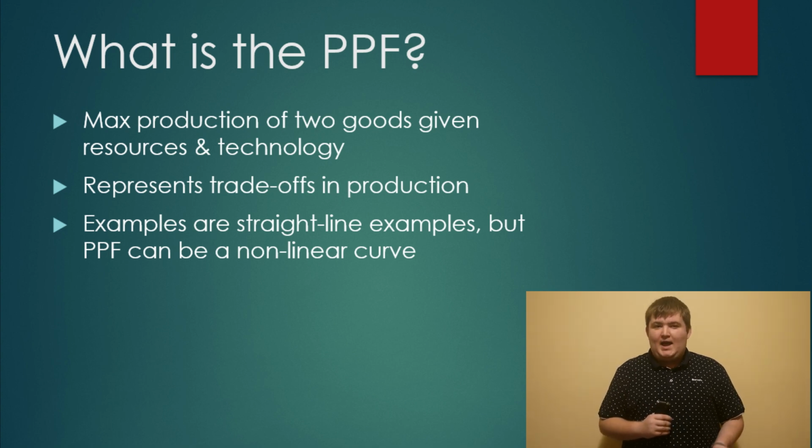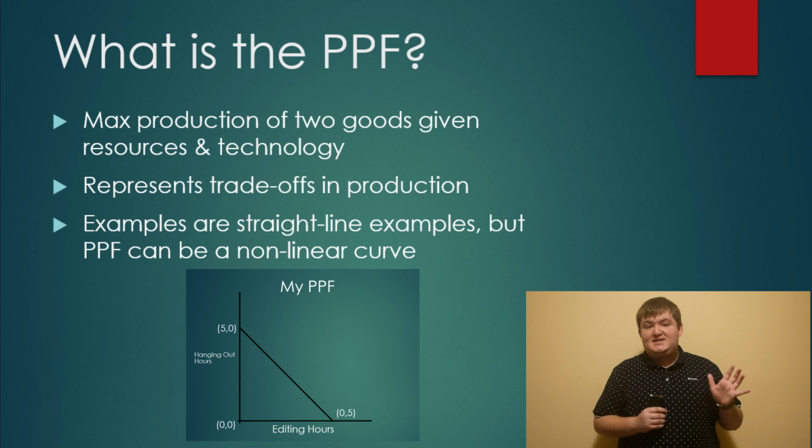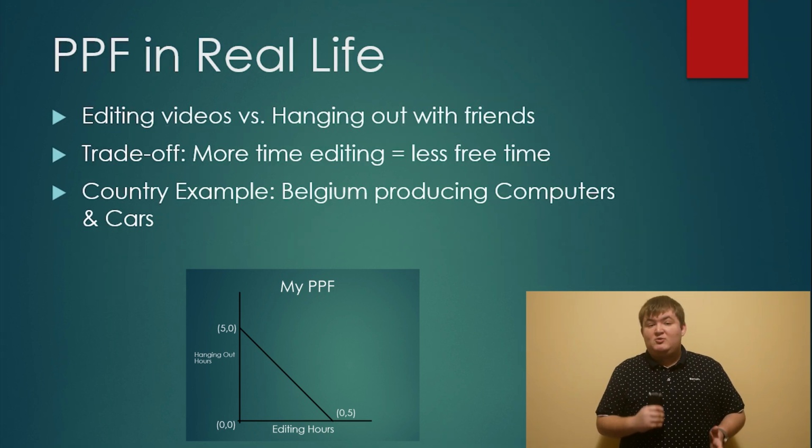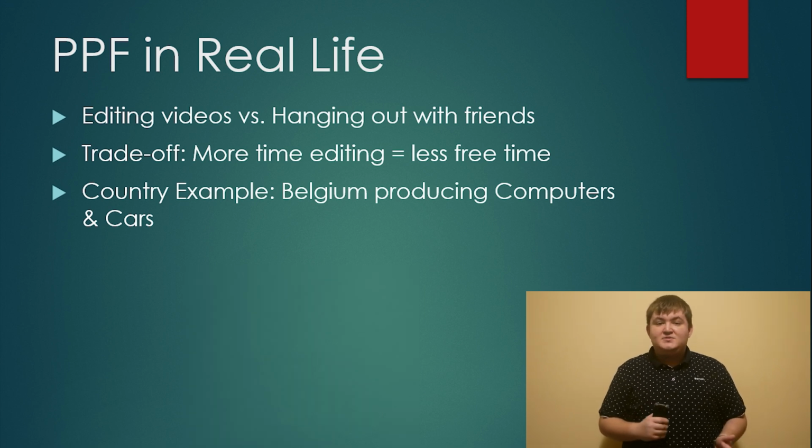Now you're probably wondering, how does the PPF work in this case? Well, let me explain. Imagine it like a menu of trade-offs. If you want more of one thing, you have to give up the other. So let's say I choose to edit for 5 hours a day. Well, in order to do that, it means I need to give up 5 hours I would have spent hanging out with my friends and allocate that to the time I spend editing. The PPF shows all the possible ways I could best split my resources, time in this case, between my 2 options.